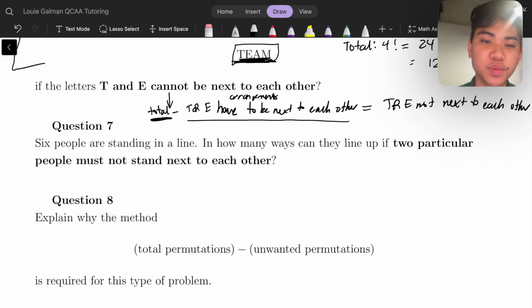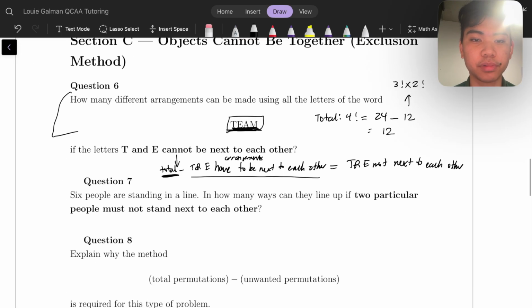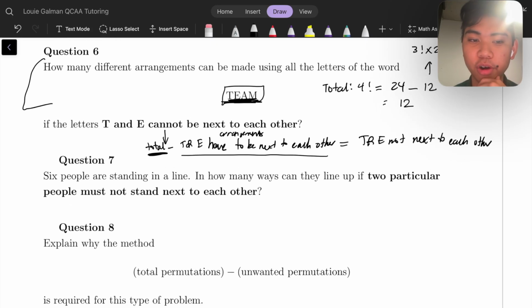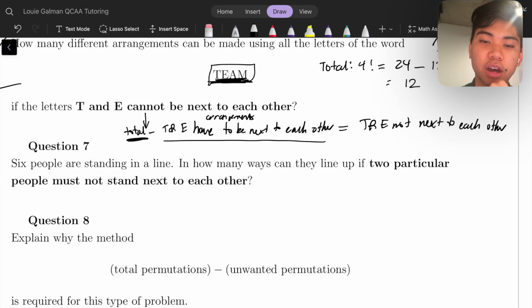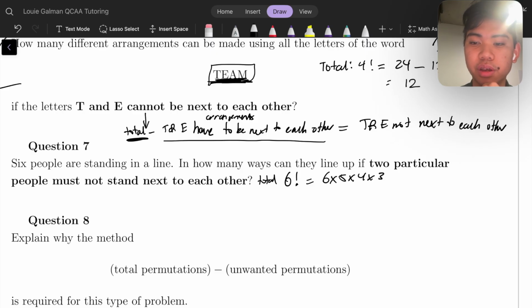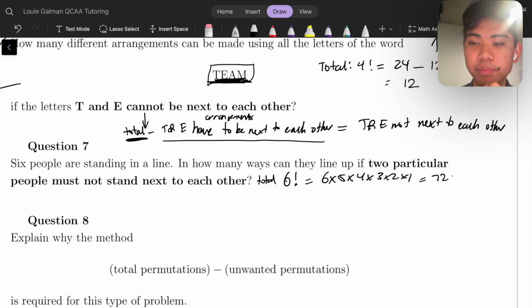Question 7, 6 people are standing in a line. In how many ways can they line up if 2 particular people must not stand next to each other? So again, using the exclusion method, that's what I'm going to call the opposite method from now on. Let's just do 6 people in general if there was no restrictions. So the total will be 6 factorial, okay, which is 6 times 5 times 4 times 3 times 2 times 1, 30, 120, 360, 720.